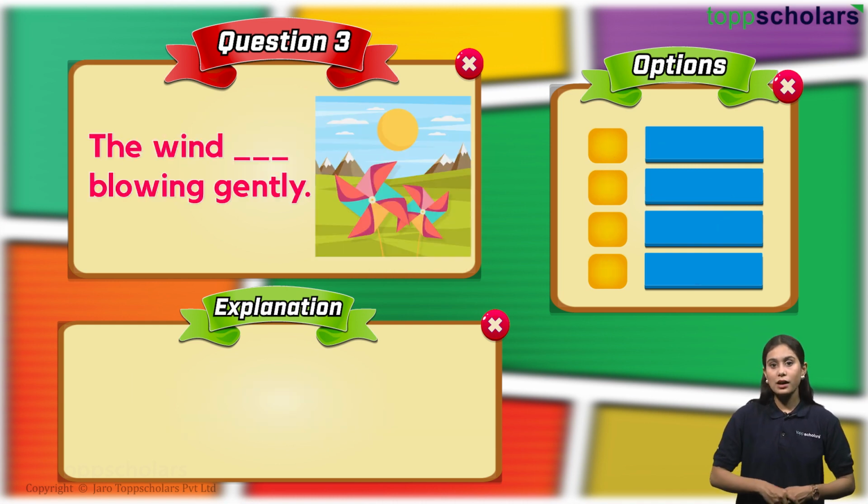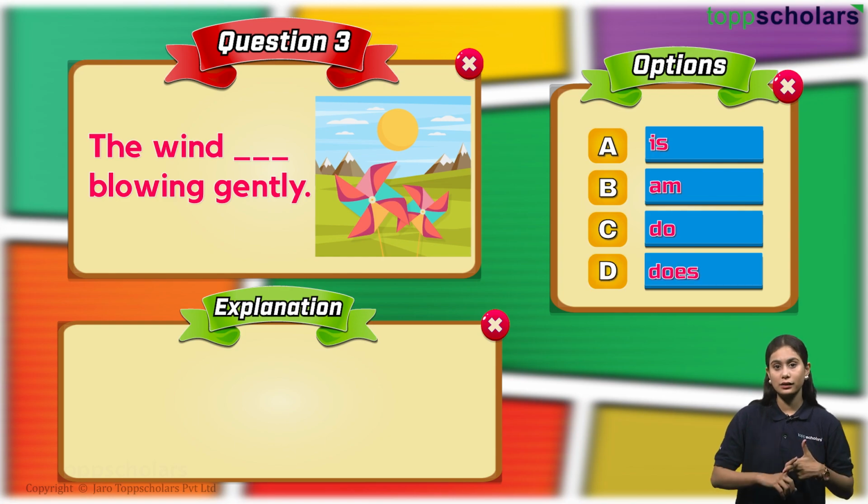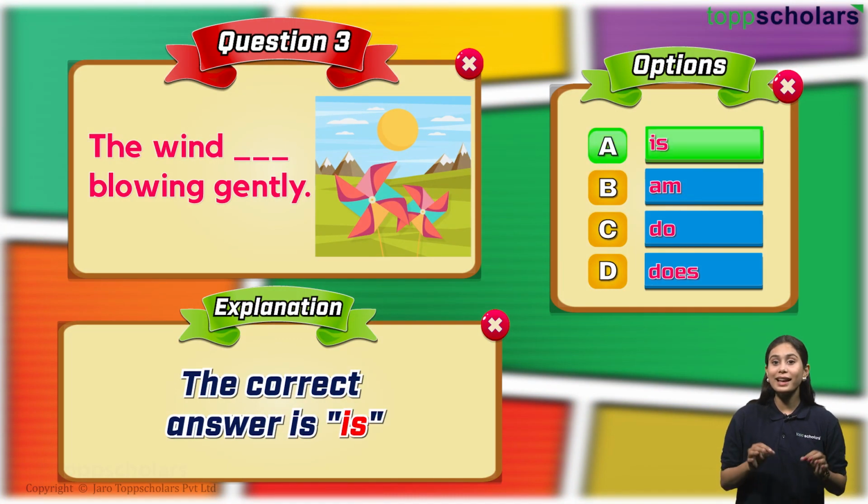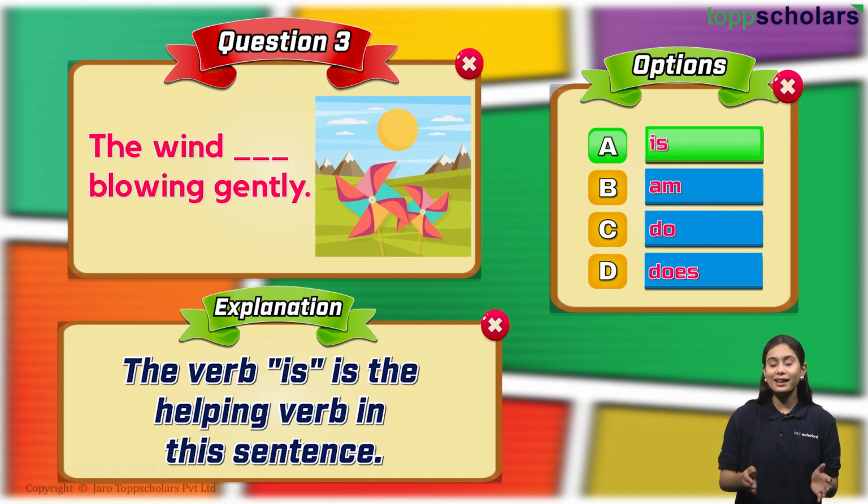Question 3. The wind dash blowing gently. Option A is, B am, C do, or D does. The correct answer is. The verb is the helping verb in this sentence.